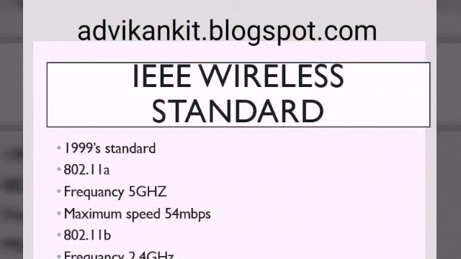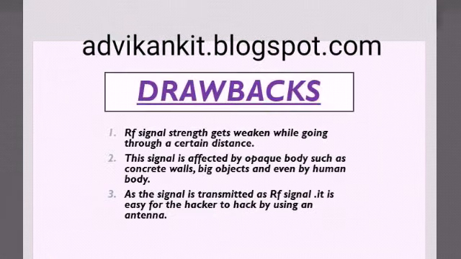Now, what are the drawbacks of this wireless networking? RF signal strength gets weakened while going through a certain distance. The signal is affected by opaque bodies such as concrete walls, big objects, and even by the human body. As the signal is transmitted as an RF signal, it is easy for a hacker to hack by using an antenna. So these are the drawbacks of wireless networking.